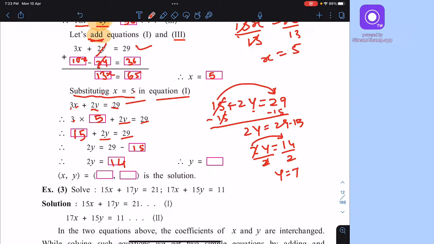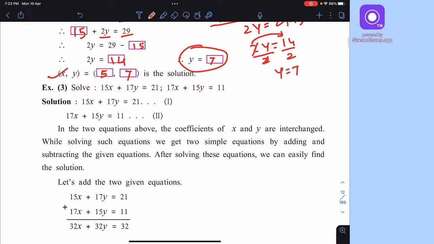So therefore y is equal to 7. Now x, what is the value of x? X we got as 5. So x is 5, that you have to write first. And then y you got as 7. So y is equal to 7. So bracket x comma y is equal to bracket 5 comma 7 is the solution.